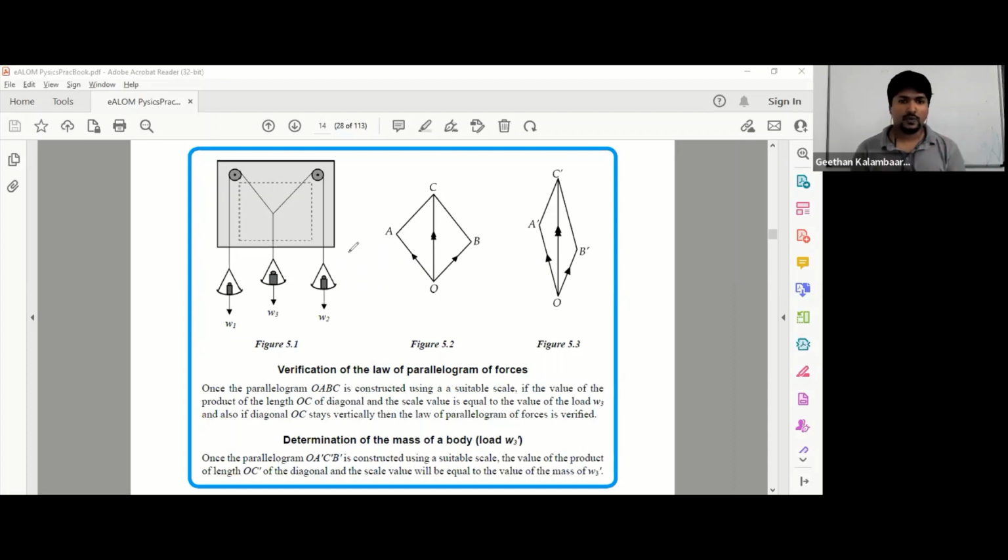So once you keep these weights, they will get themselves adjusted and come to an equilibrium position. Think that this is the equilibrium position. When it comes to the equilibrium position, what you can do is hold the string and pull it down a little bit.